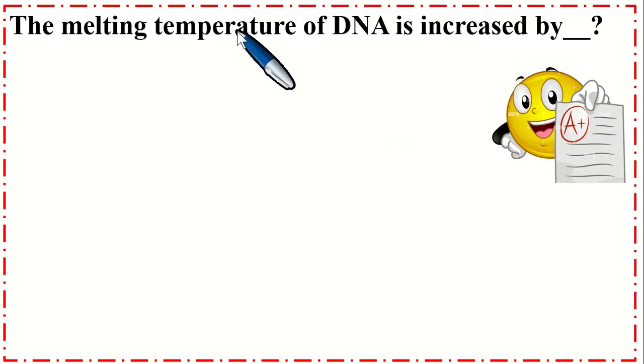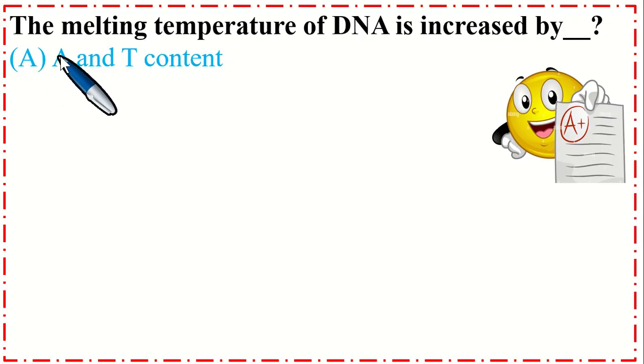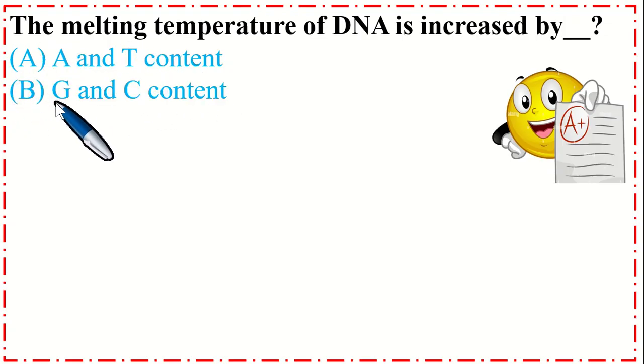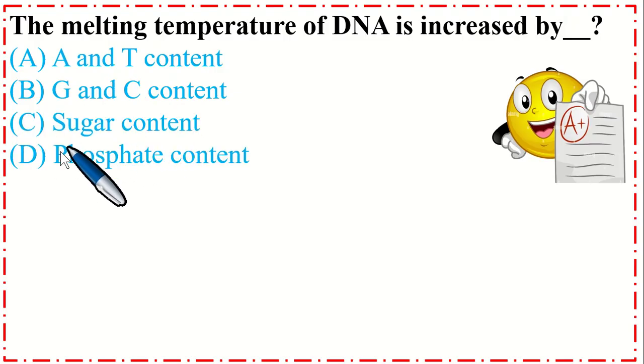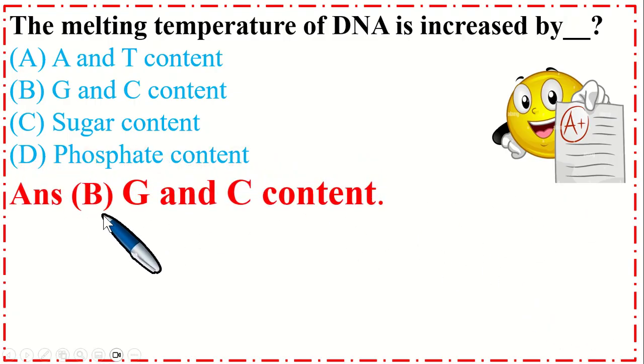The melting temperature of DNA is increased by dash. Option A, adenine and thymine content. B, guanine and cytosine content. Option C, sugar content. And option D, phosphate content. So the correct option is B, G and C content, guanine and cytosine content.